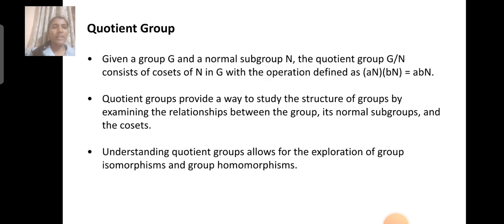Quotient group. Given a group G and a normal subgroup N, the quotient group G by N consists of cosets of N in G, with the operation defined as aN bN equals abN. Quotient groups provide a way to study the structure of groups by examining the relationships between the group, its normal subgroup, and the cosets. Understanding quotient groups also allows for the exploration of group isomorphism and group homomorphism.